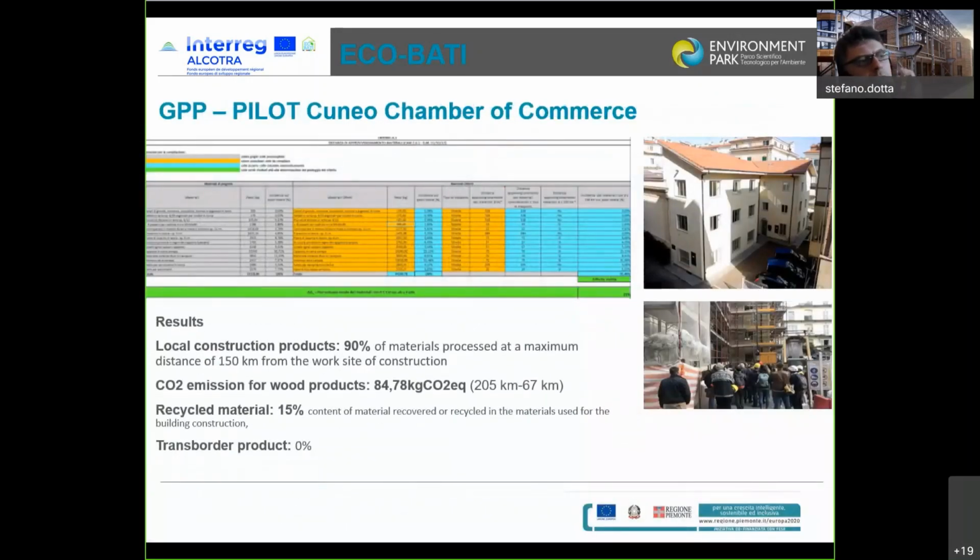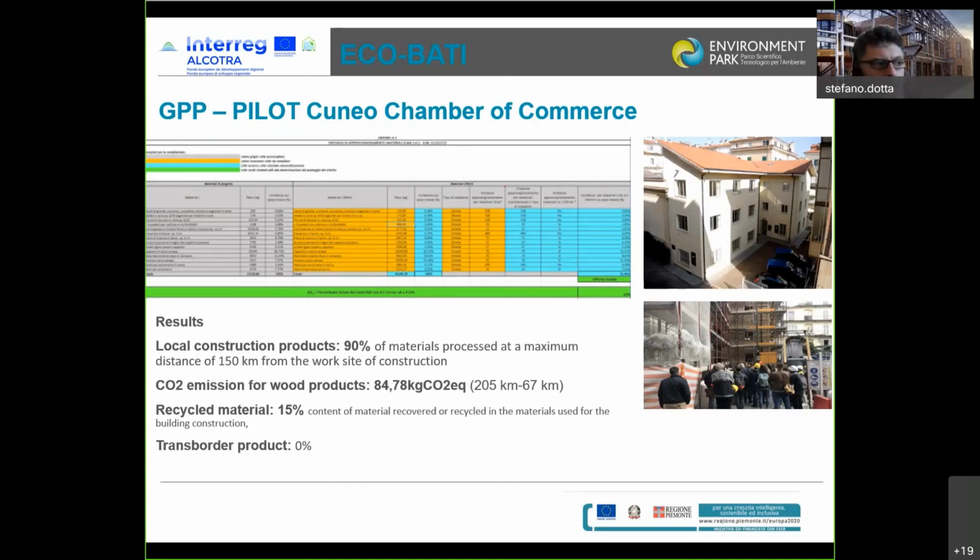The result of this tender was that the works were realized with 90% of local construction products, and thanks to this we obtained a great reduction of CO2 emission during the transport phases. And also this criteria was maximized for the wood products, that all the wood products come from a very short distance from the site.